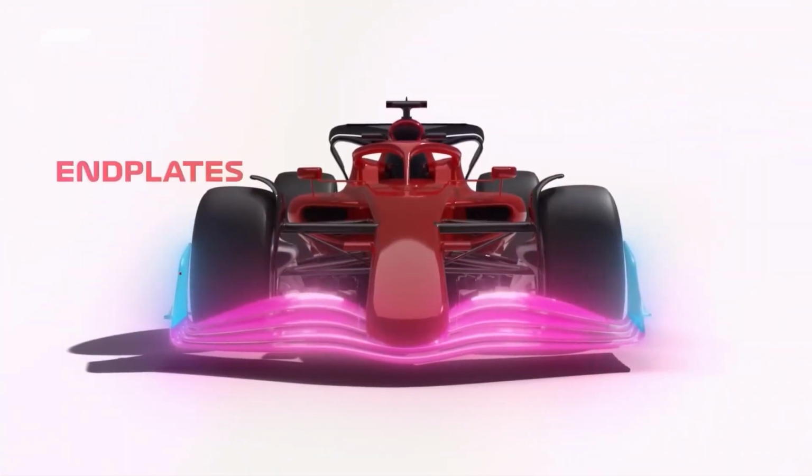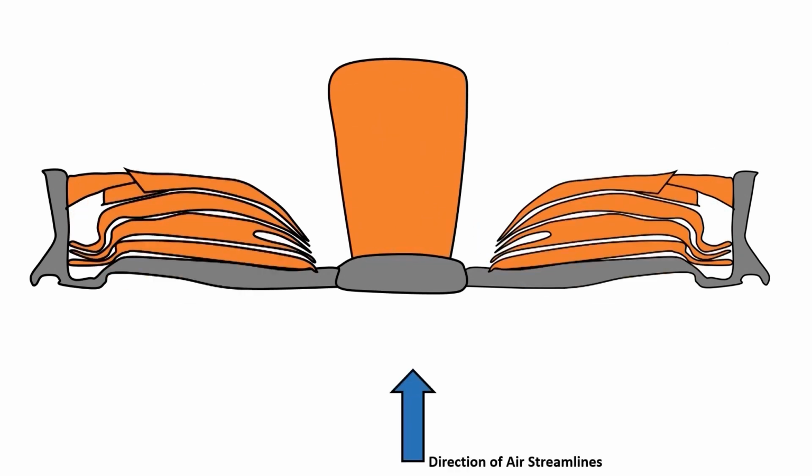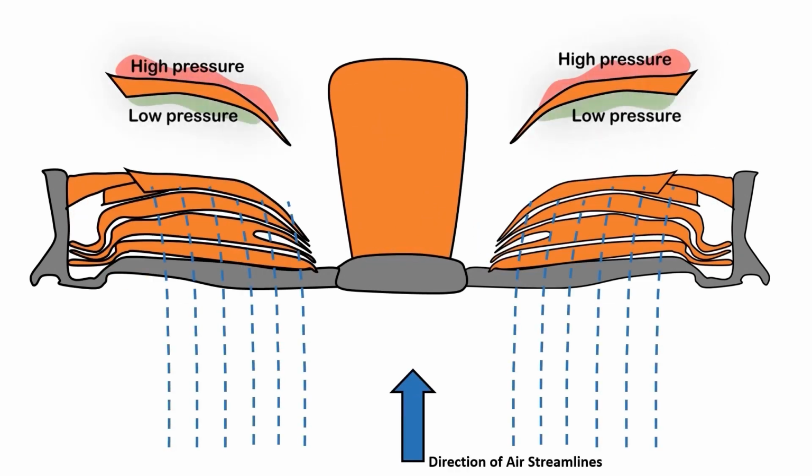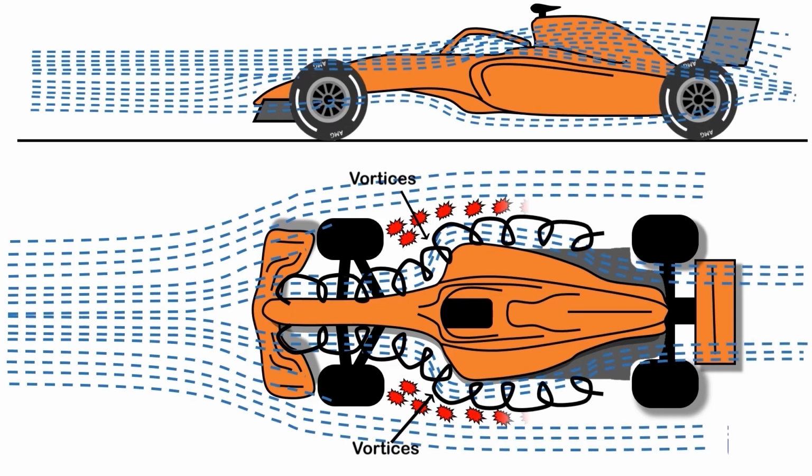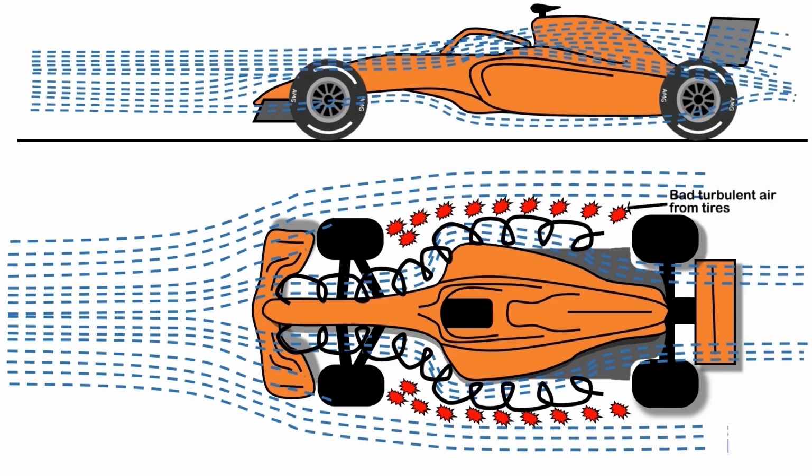It has side end plates and different shapes and sizes of wings. When the air streamlines hit those wings, downforce is generated due to the pressure difference. Also, it generates vortices at the end that direct the streamline along the body of the car. The bad turbulent air from the tire is also directed away from the good streamlined air.